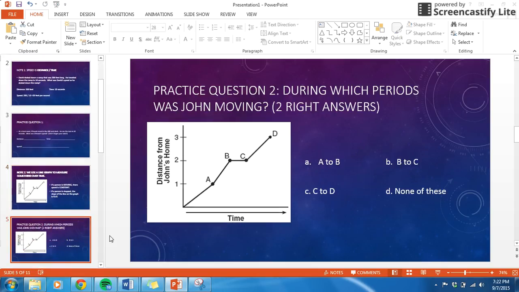And I want you to answer practice question number 2. During which periods was John moving? Remember, there are 2 right answers here. Is it A to B, B to C, C to D, or D, none of these?